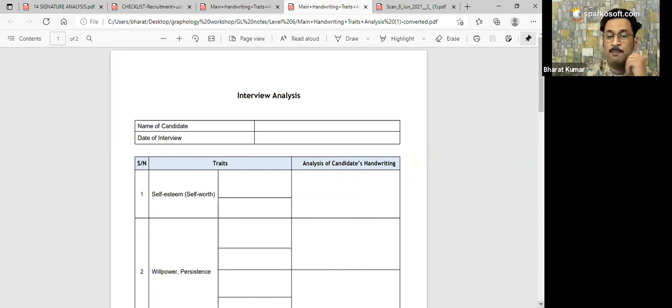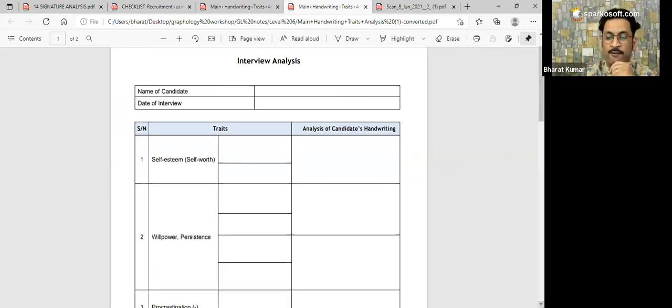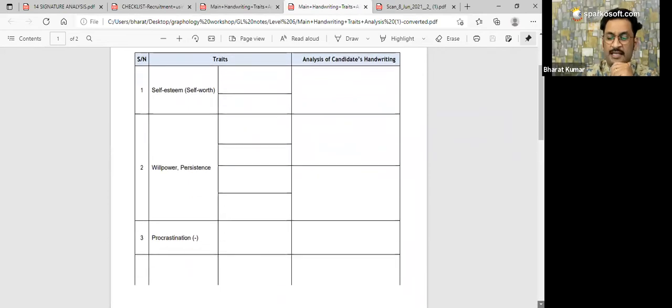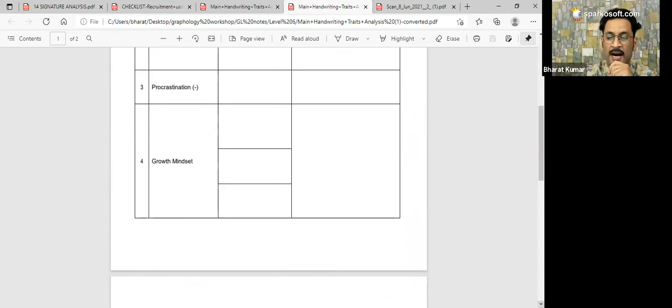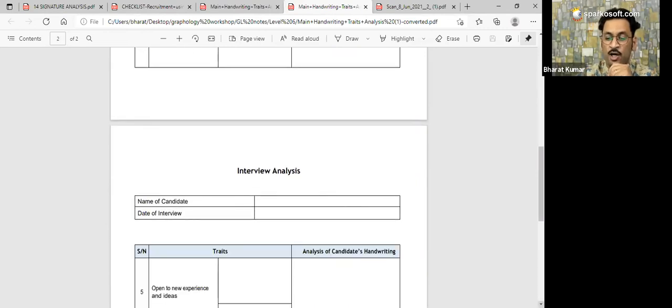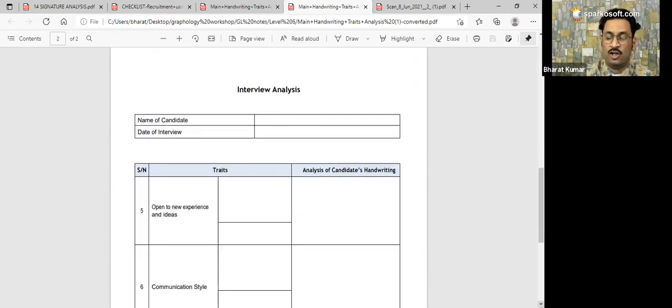Here you have to check traits of self-esteem. Self-esteem is a very important trait. You have to check willpower, persistence, procrastination, growth mindset. You have to check whether your client is open to new experiences or ideas or not. How do you use it? Today we are going to practice this.